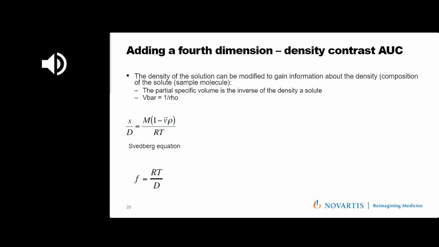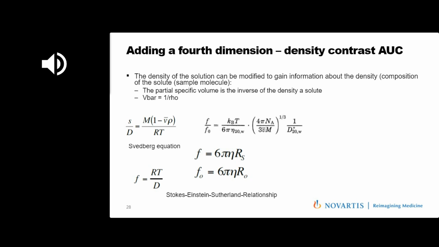And just to make you familiar with the concept of F over F0. It's an expression where you fit instead of, or actually the software still fits the diffusion coefficient, but it's connected via the Stokes-Einstein-Sutherland relationship to the F over F0. These are the only things you need to remember when we go to the data.